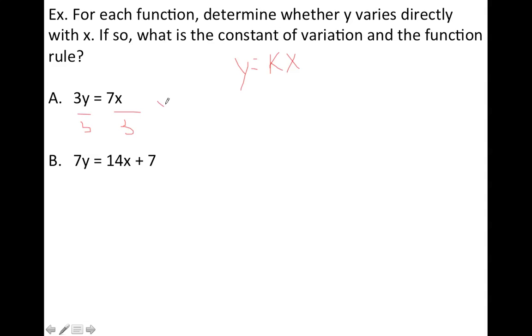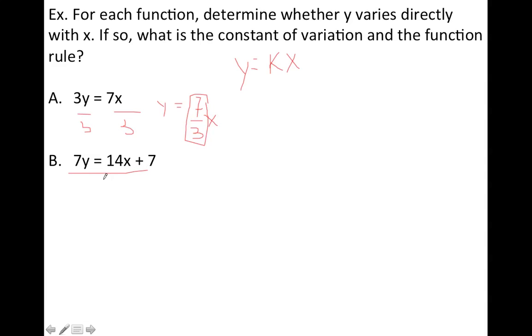And we get y equals 7/3 x. Since there's nothing added or subtracted at the end, this does vary directly, and your constant of variation is always the coefficient, or the number in front of your x term, so our constant of variation is 7/3. Do the same thing for B.